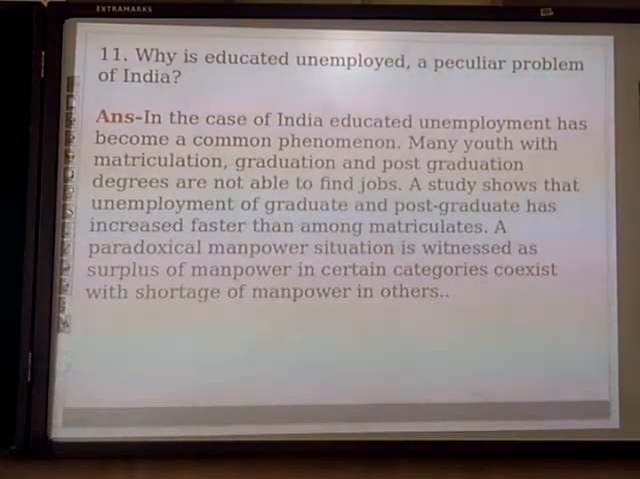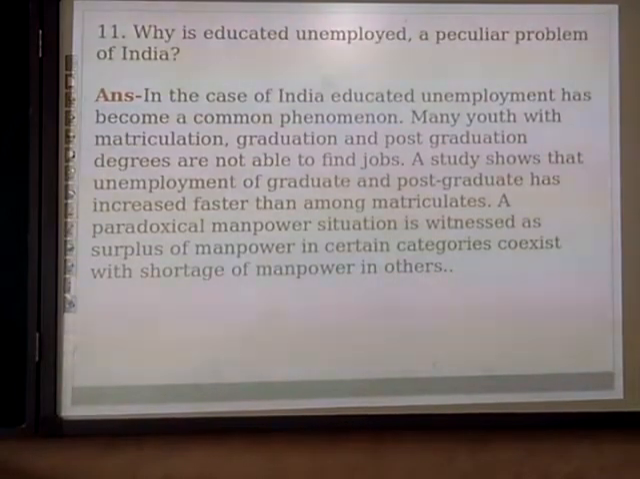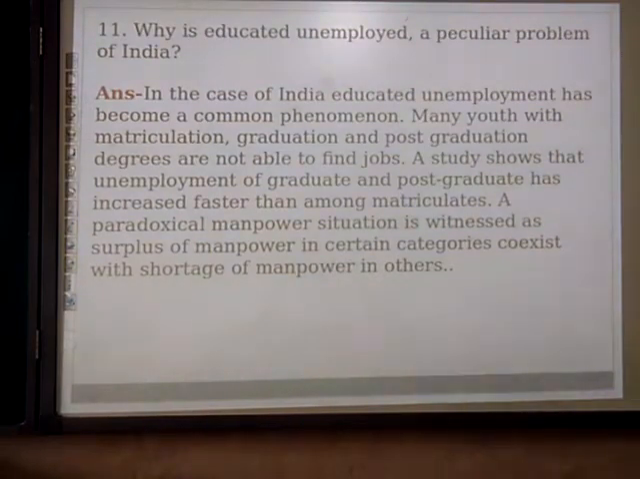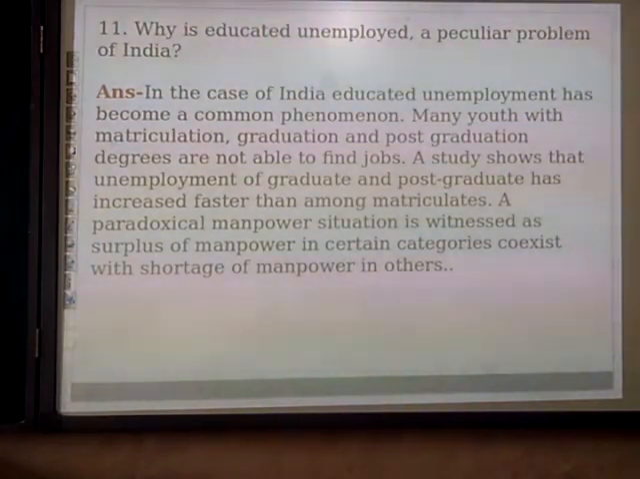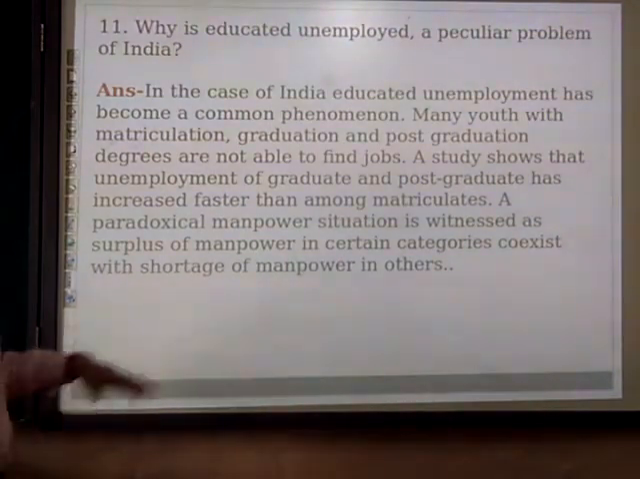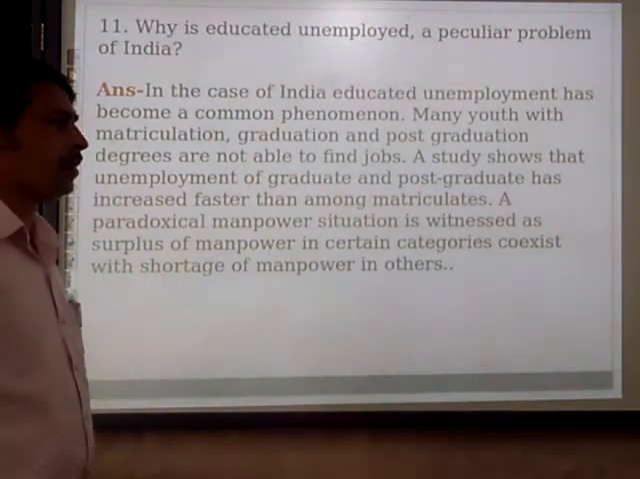So, the answer is speaking. In the case of India, educated unemployment has become a common phenomenon. Many youth after getting the 10th standard, 12th standard, graduation, post-graduation degrees, are not able to find a job. The study is saying that the population is increasing faster. The people are not able to find the job and there is a shortage of manpower.